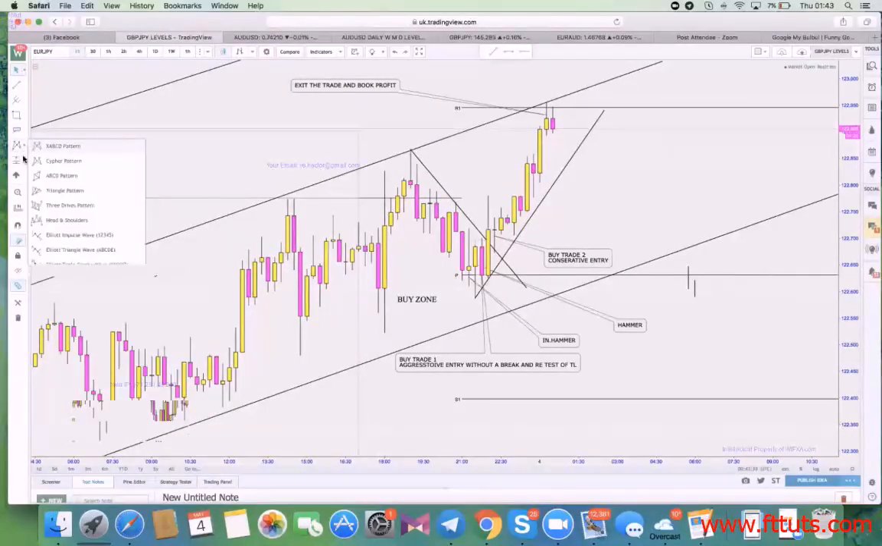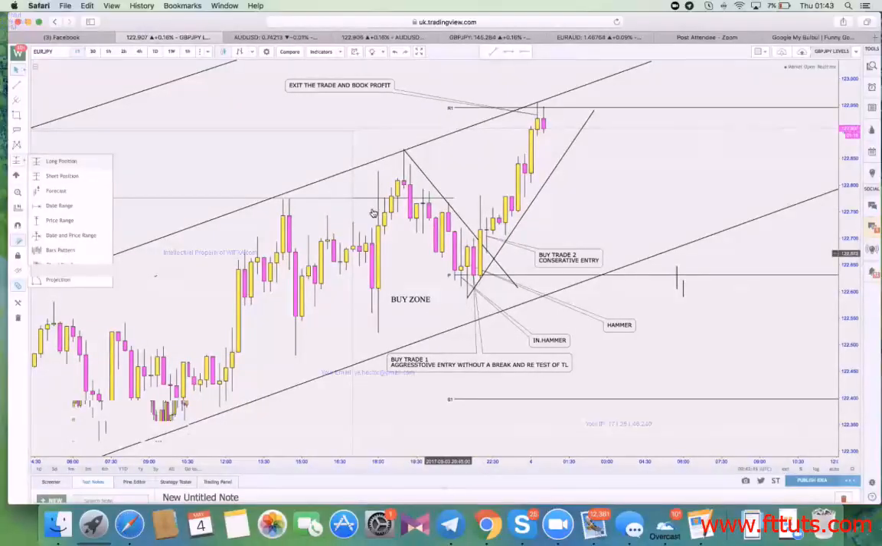Because price can always find support at the secondary level and bounce back above the pivot, but that can always happen.